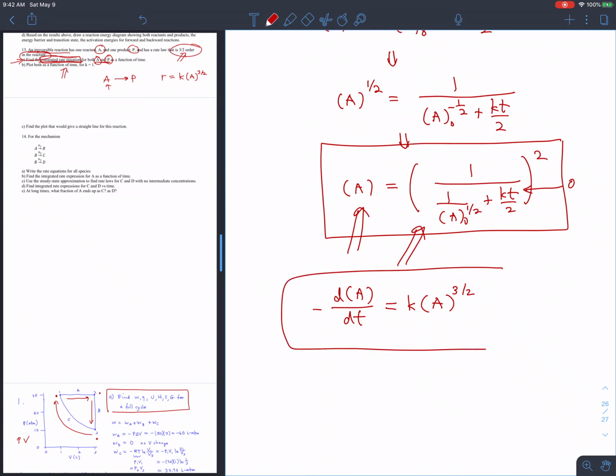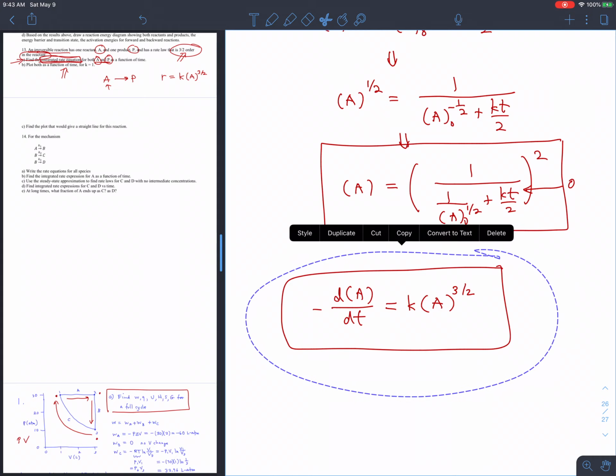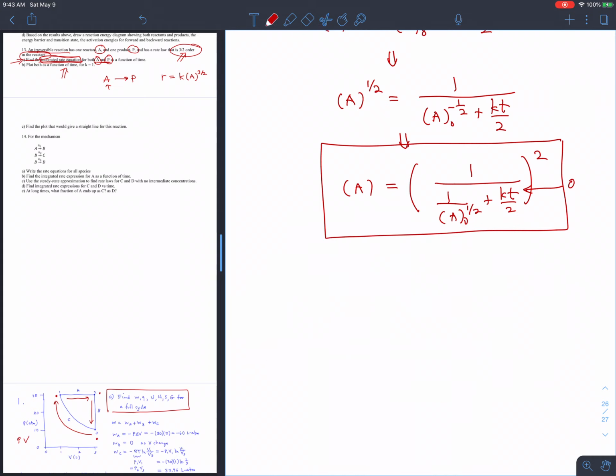And I won't do that here because it takes a bunch of time and it's a bunch of algebra, but you can be sure that this answer is right by just taking the time derivative and seeing if you get back your differential equation. All right, so we now have our integrated rate equation for A. It also asks us to find the way that P depends on time.